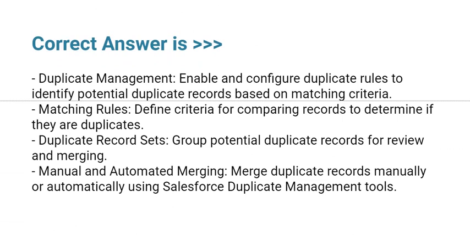Matching rules. Define criteria for comparing records to determine if they are duplicates. Duplicate record sets. Group potential duplicate records for review and merging. Manual and automated merging. Merge duplicate records manually or automatically using Salesforce duplicate management tools.